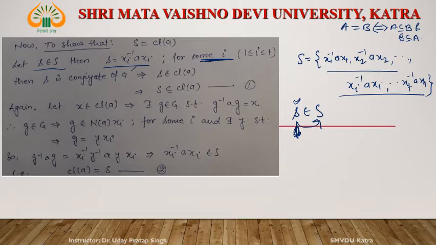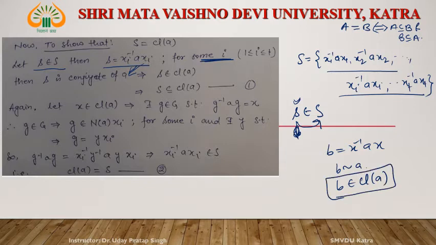Then this relation shows that S is conjugate of A. What about B equal to X inverse AX? It means B is conjugate of A, that is, B belongs to CLA. B is an element of CLA. If S is conjugate of A, then S is an element of CLA. So S is a subset of CLA. Say this is equation number 1.